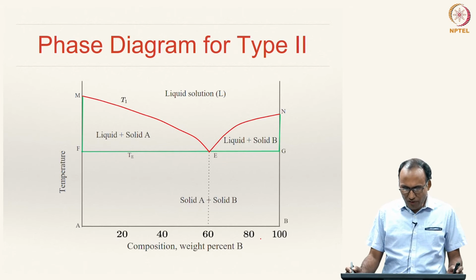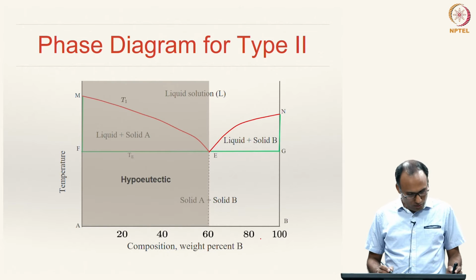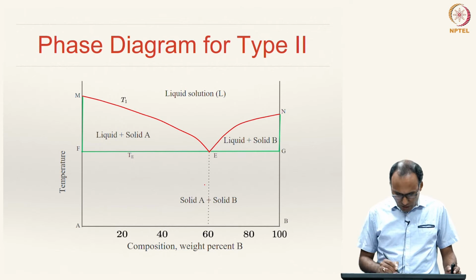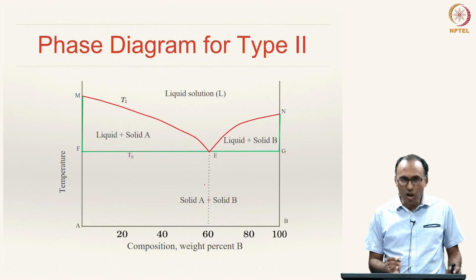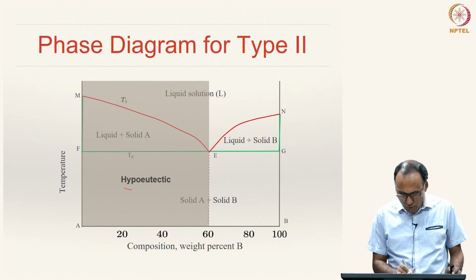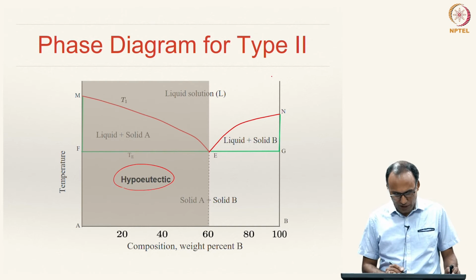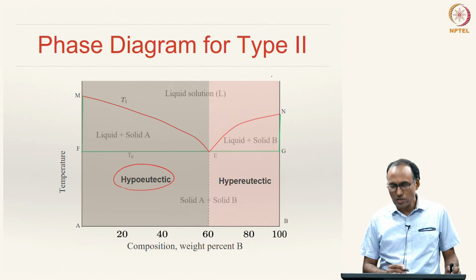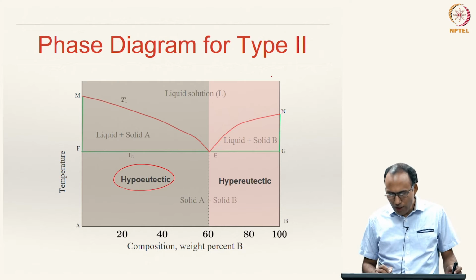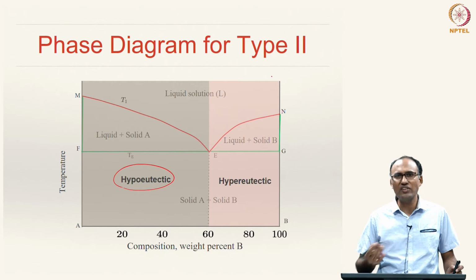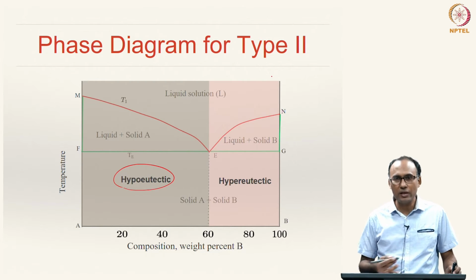All right. So, this is our phase diagram for type 2 alloys, and this is our eutectic composition. All the alloys to the left of this eutectic point are called hypoeutectic alloys. This particular alloy at composition CE is called the eutectic alloy. All the alloy compositions to the right of the eutectic point are called hypereutectic alloys. That is a convention that we use in the rest of the module.